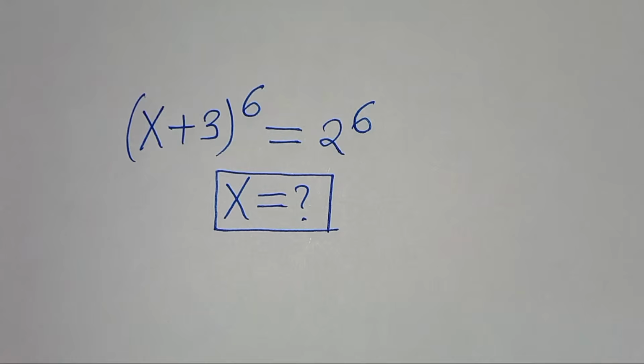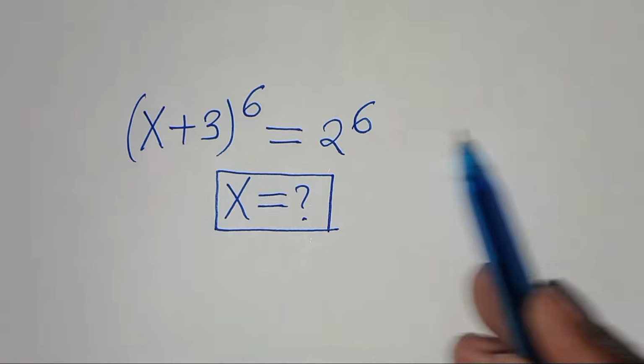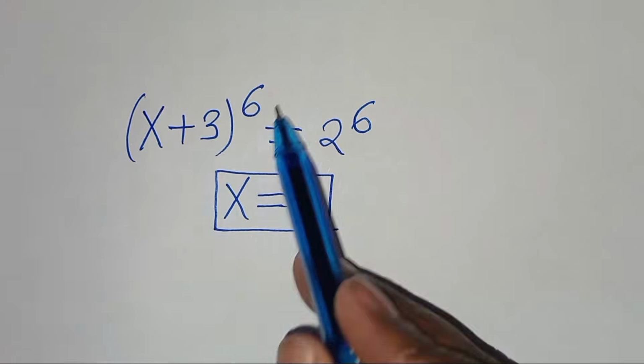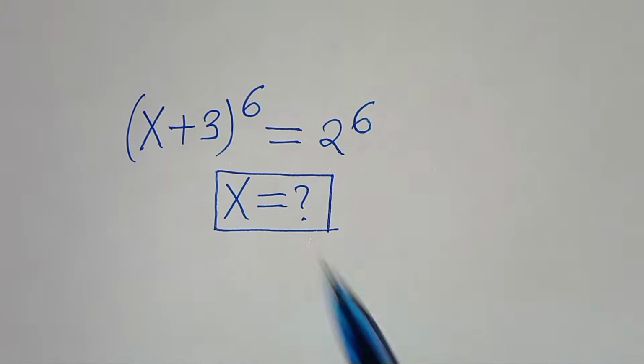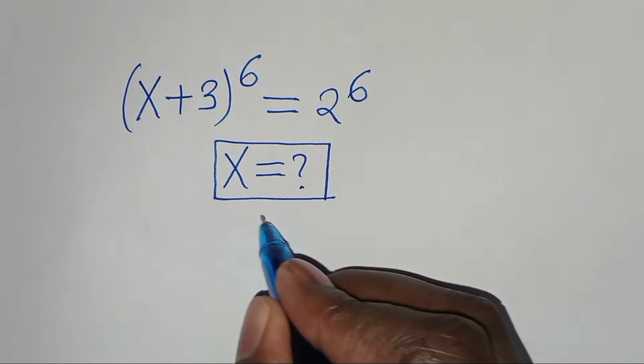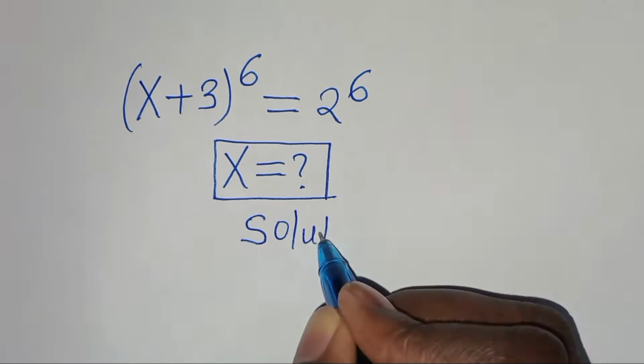Hello everyone, you're welcome to solve this nice algebra problem, which is (x+3)^6 equal to 2^6. So what are the values of x? Now let's provide a solution from here.